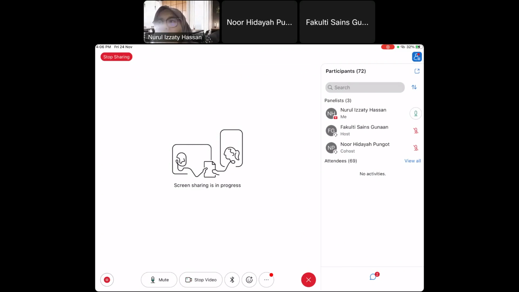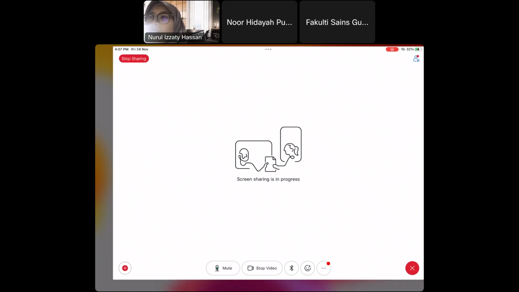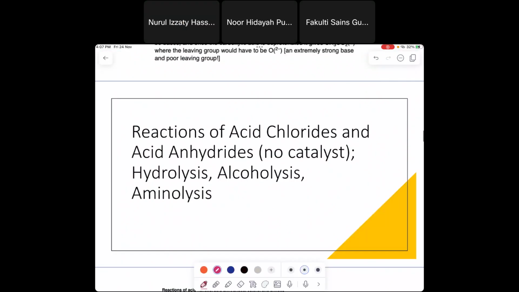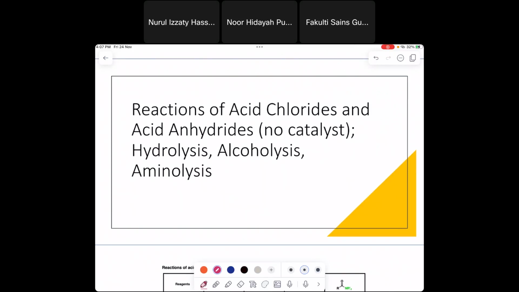So ada dalam 72 dah sekarang. Alright. Okay, kalau kita boleh mula balik. Okay. That's the only way I can use my iPad tu lah. The echoing if I open two devices.